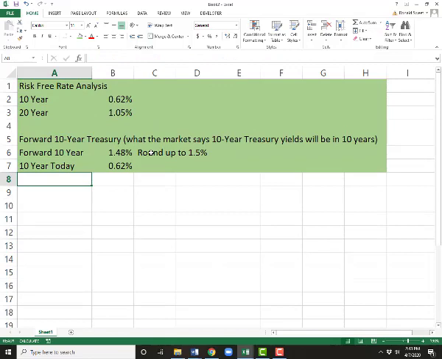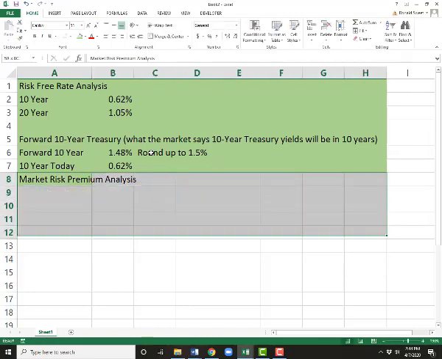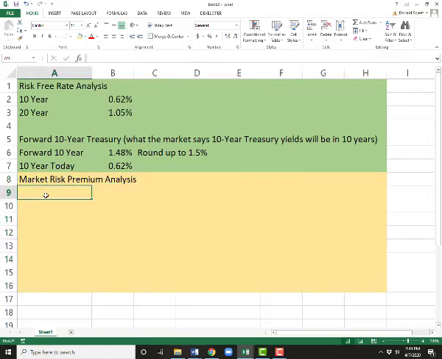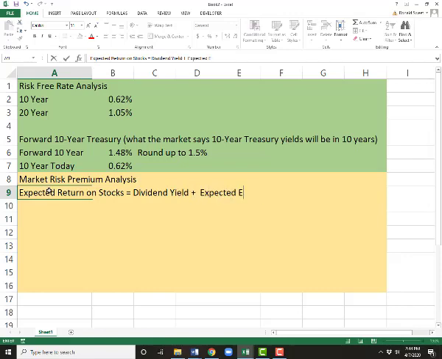So now I'm going to do a market risk premium analysis. Boy, my typing is pretty bad. So to do that, I need to have, I don't know what color I'll put this in, but we'll find a color. So to do this, we need a couple of things. So we're going to say the expected return on stocks in general, not my company, is the dividend yield plus expected earnings growth.